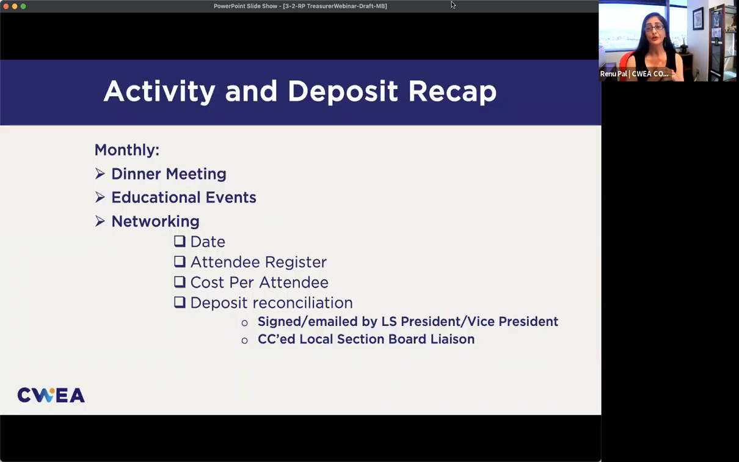And this is what's going to be new. We haven't quite created a template for this part yet. So from the audit concern, we'll be creating a template that will be filled in. We'll ask you to fill it in monthly, and it will have a category of the event, whether it was a dinner meeting, an educational event, networking. It will list the date. It'll have an attendee register, if there was a cost, and if there was a deposit. And it'll need to be signed by both the local section president or the vice president and the treasurer.